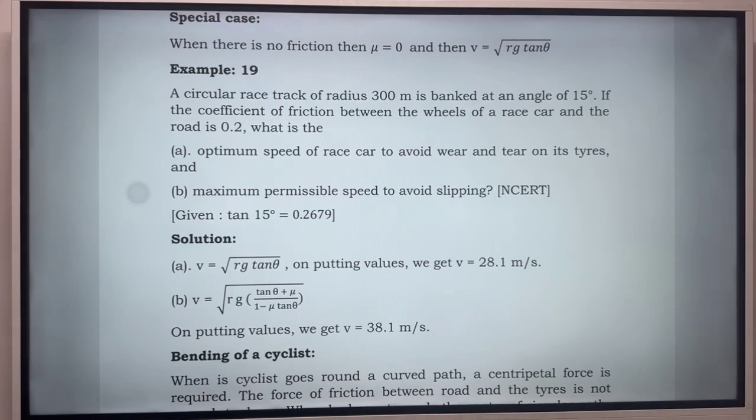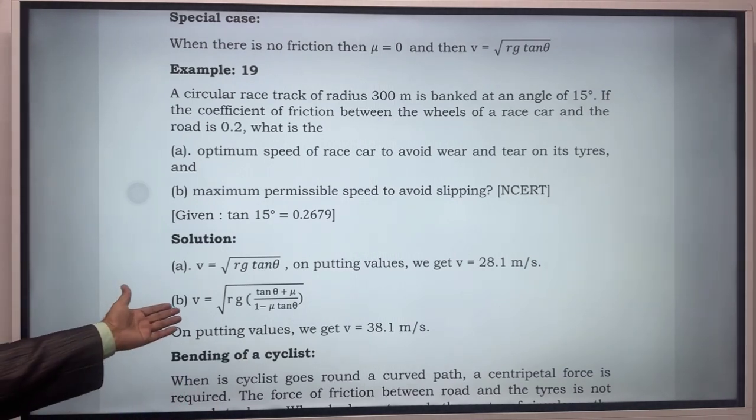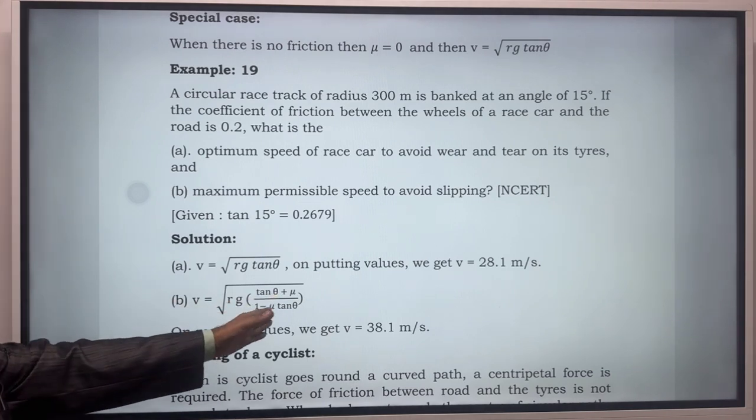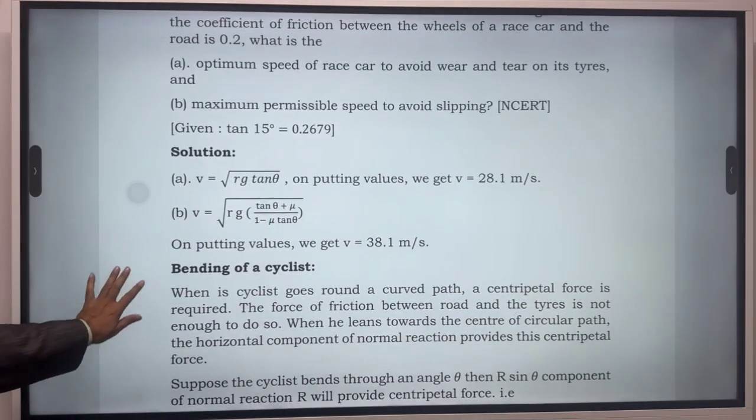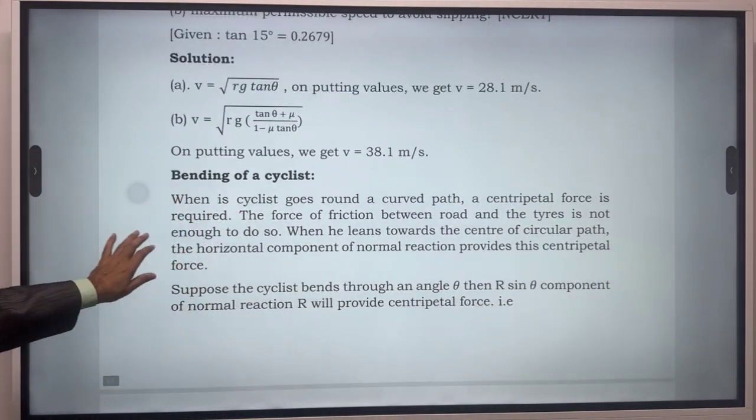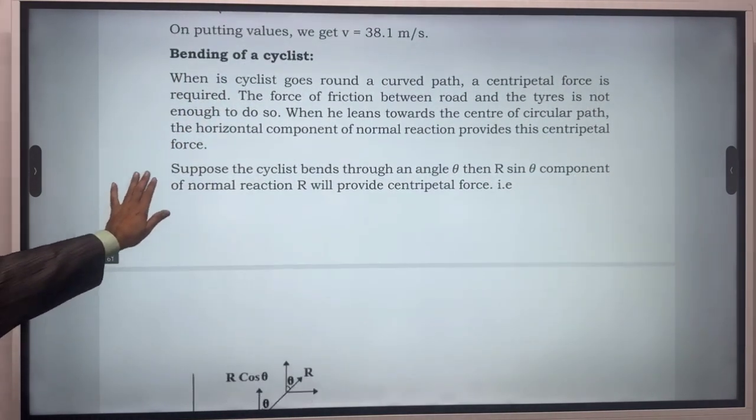Now in the second case, maximum permissible speed to avoid slipping. It means mu is to be considered, and angle of banking should also be considered. Then formula will be v equal to rg tan theta plus mu divided by 1 minus mu tan theta. We can put the values to get the answer. That will come out to be 38.1 meter per second.